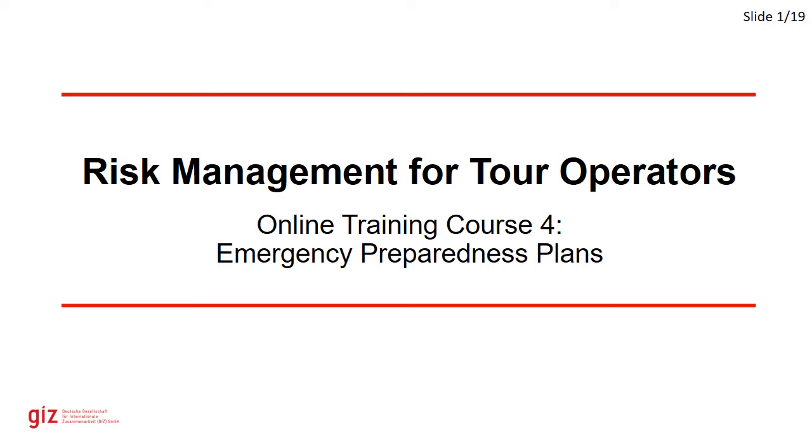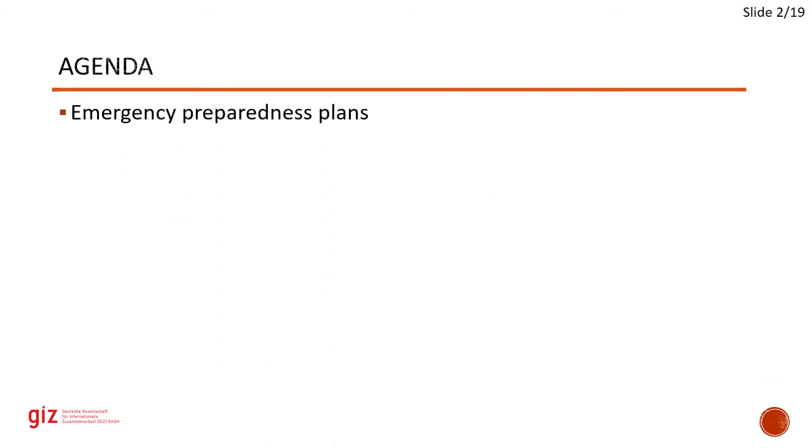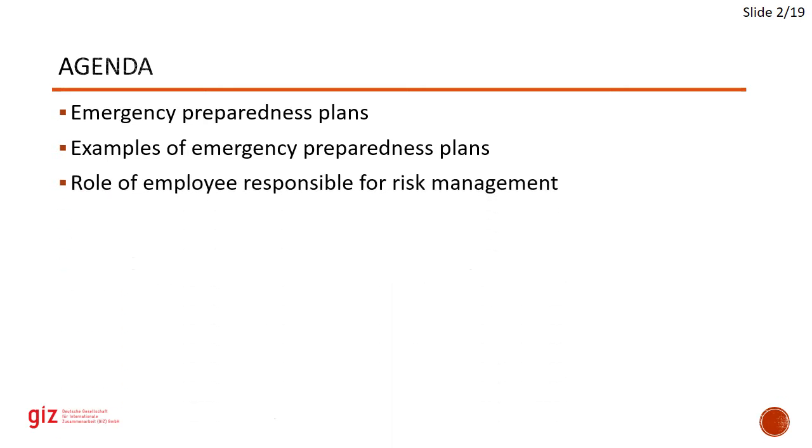In this course, we will talk about emergency preparedness plans. First, we will introduce what emergency preparedness plans are. We will then give two examples of emergency preparedness plans. Then we'll briefly talk about the role of the employee responsible for risk management in your company. Then we'll go over the next homework assignment and present the references this course is based on.